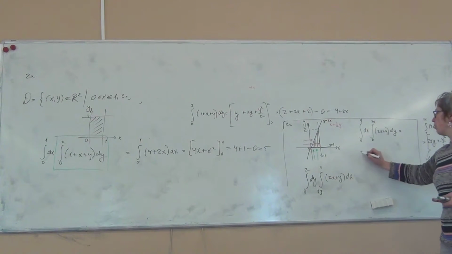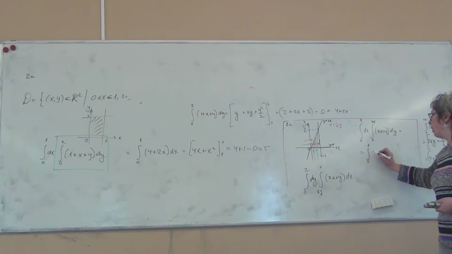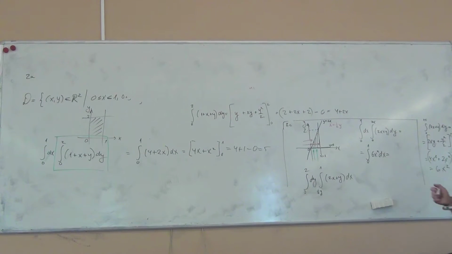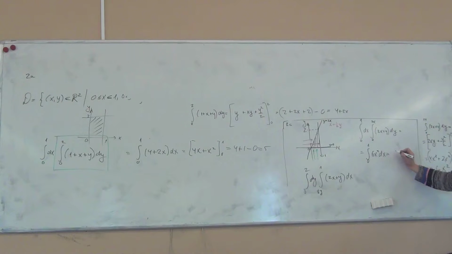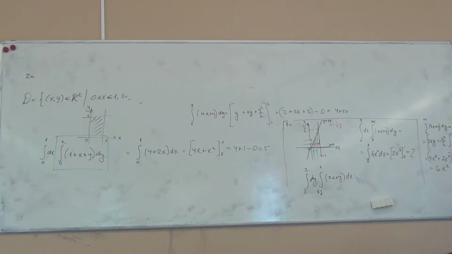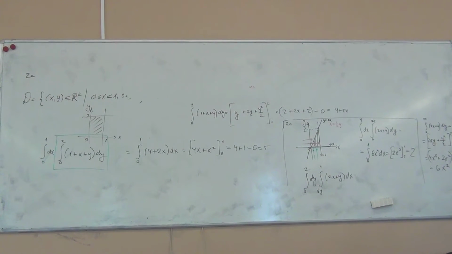Now I have to integrate it by x, from 0 to 1, 6x squared dx. The integral is 6x cubed divided by 3, it's 2x cubed. If you do it the other way around, you should get the same answer.